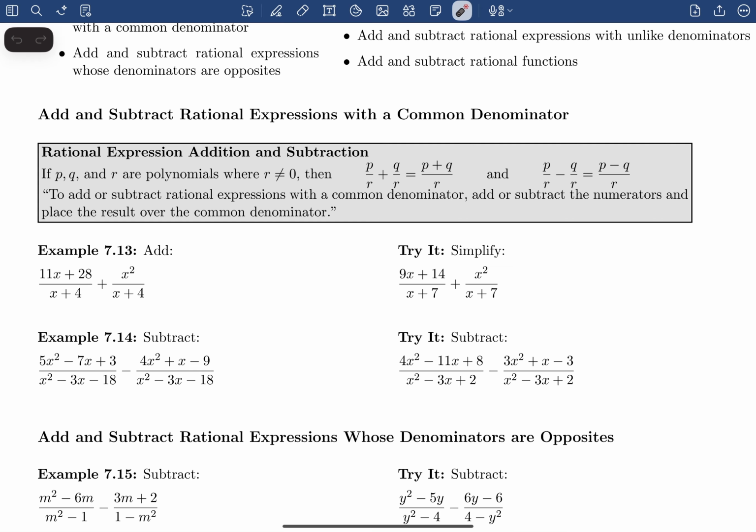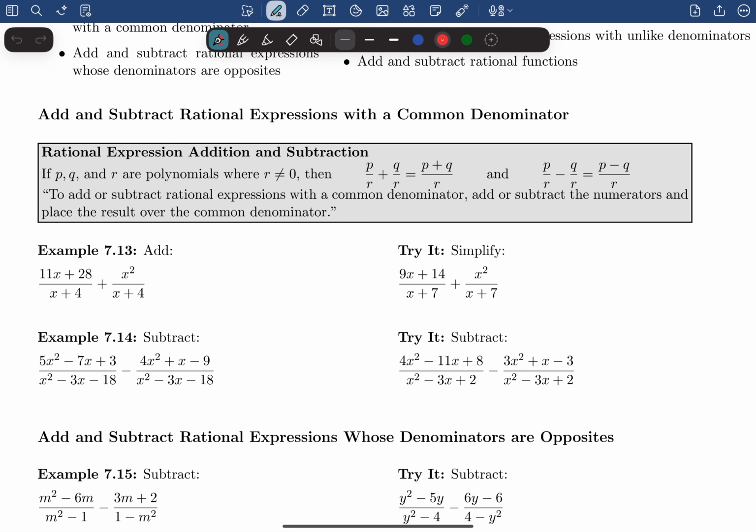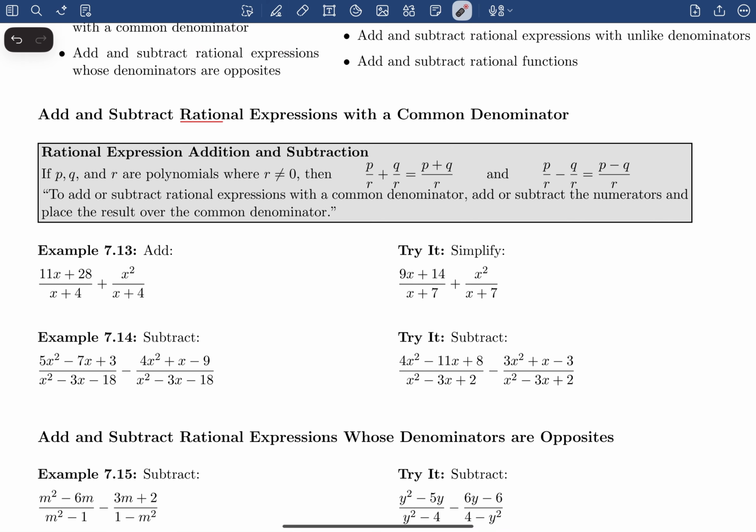Okay, so if we have the same denominator, life is really easy when you're adding or subtracting rational expressions. Little reminder for you, rational begins with the first 5 letters of ratio, and a ratio in math is a fraction. So when you hear rational in math, you think fraction. And it's a fraction of two polynomials, one polynomial divided by another. And so here is how we add and subtract them if they have the same denominator.